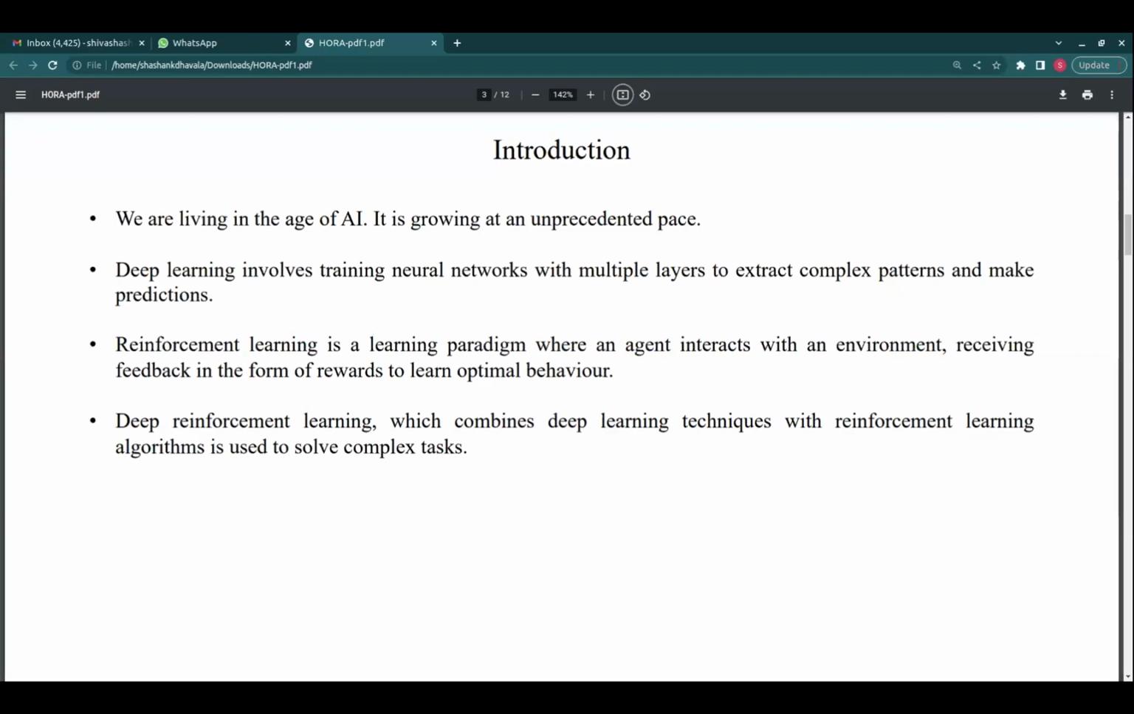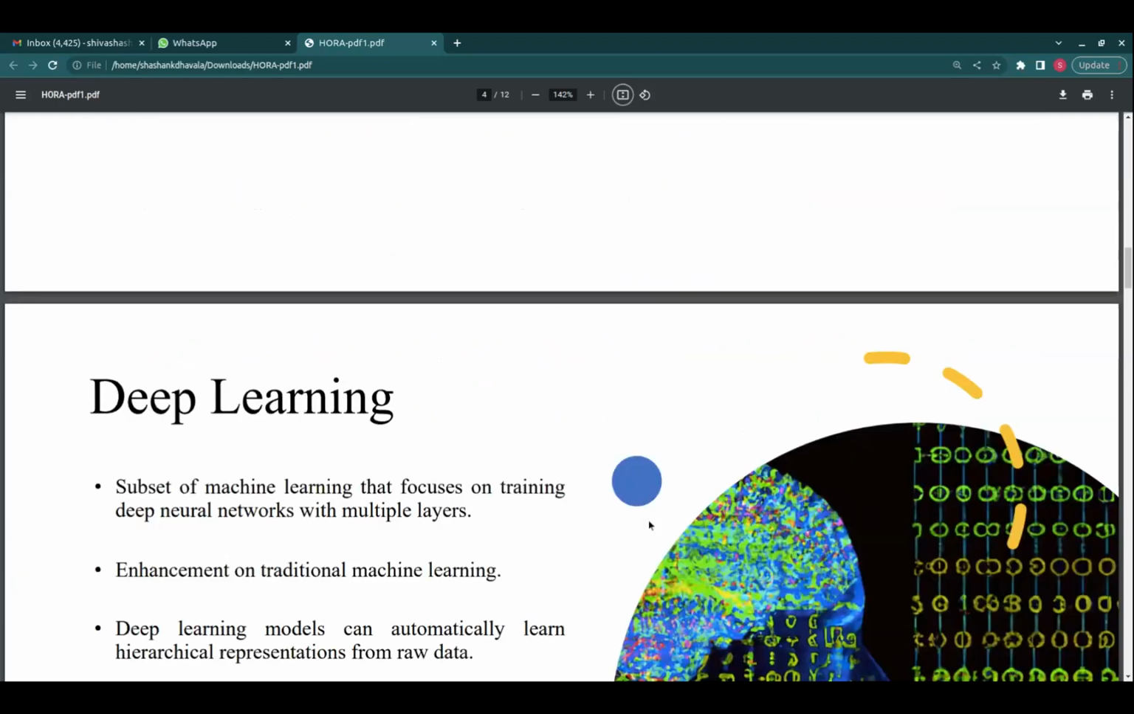If we look at a lower level picture, we get to know that deep learning involves training neural networks with multiple layers to extract complex patterns and make predictions. RL is where we have an agent in an environment. It receives feedback in the form of rewards. This can either be positive or negative, and it learns optimal behavior from that. And DRL is a new and upcoming field where we try to combine deep learning and reinforcement learning. The reason why this is done will be the major focus of my discussion in today's presentation.